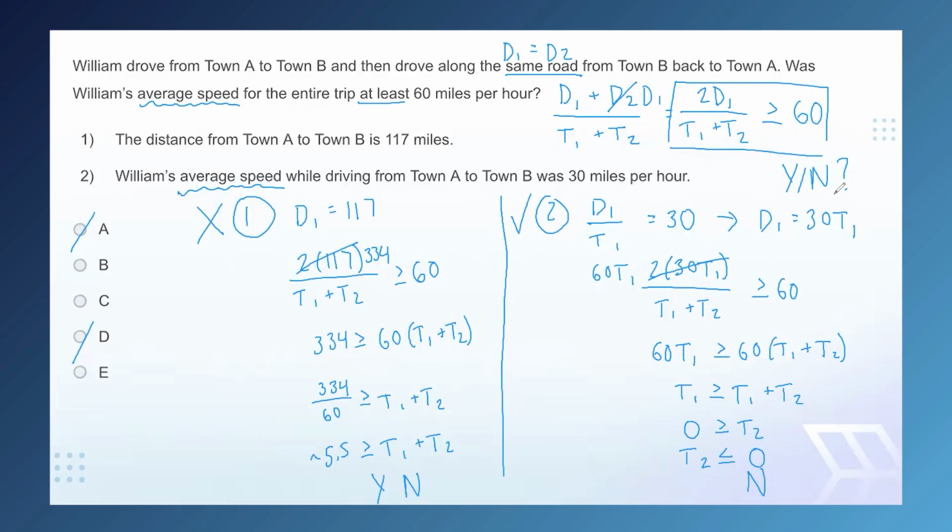Remember, an answer of no is just as sufficient as an answer of yes, as long as it is definitive. That is the only possible answer, no. Which means that statement 2 alone is sufficient to answer the question. And the correct answer to this one is B. Not E, not even C, B.